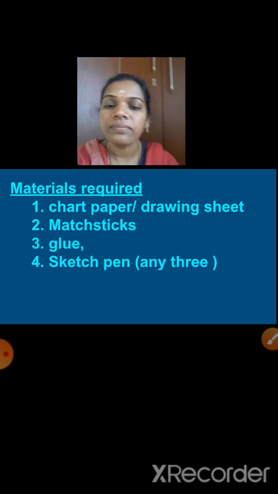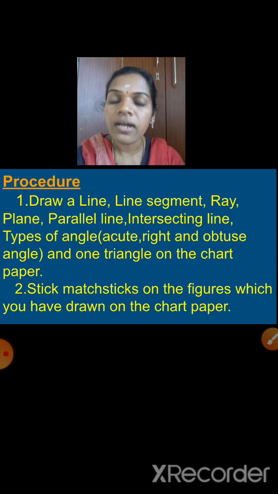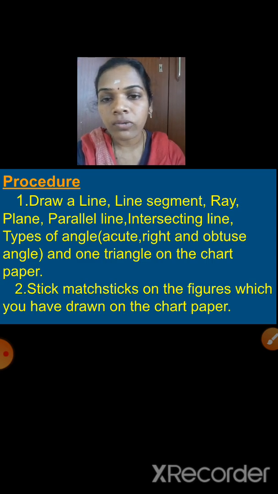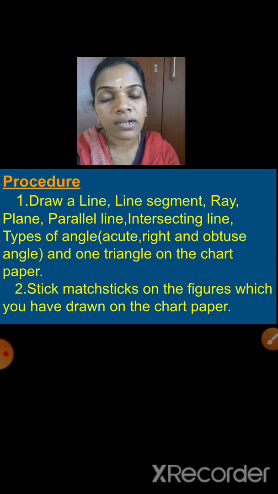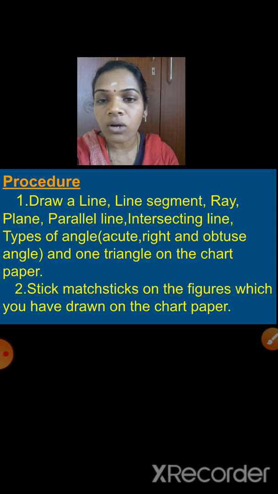Afterwards, children, you have to draw all these things: line segment, ray, plane, and afterwards you have to stick matchsticks on that figure. So first it should be what? Heading. Next one is objectives. You don't have to write the materials required and procedure. It is not necessary to write. And on the figure you have to stick matchsticks. I hope you will get matchsticks from your home itself, yes or no?